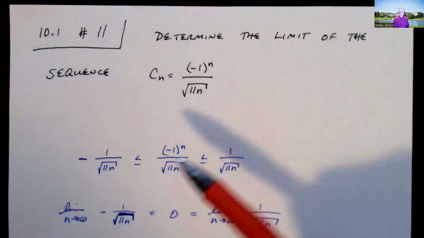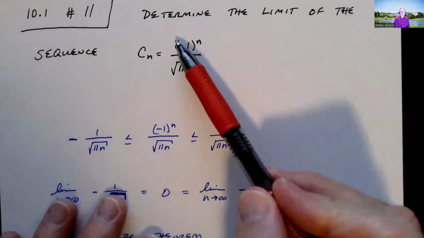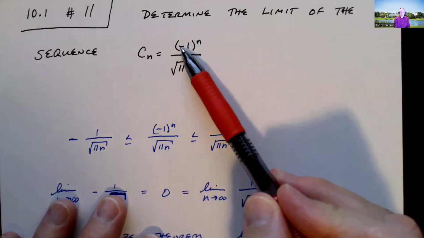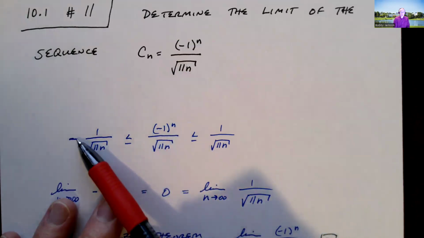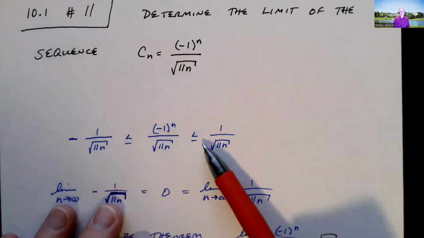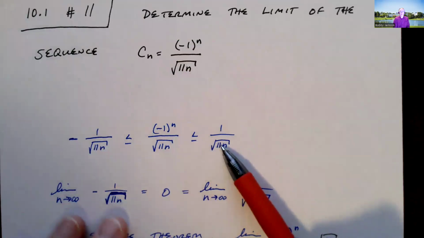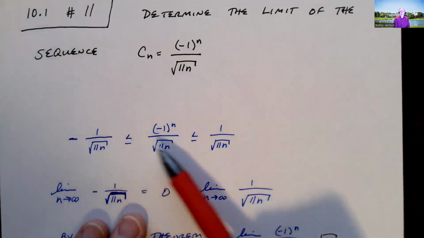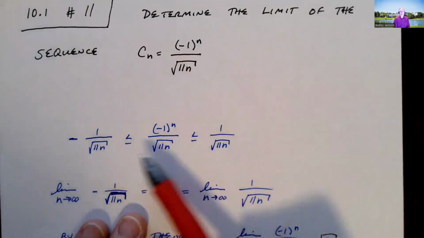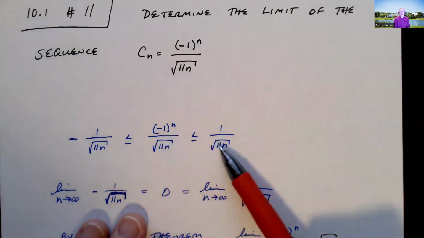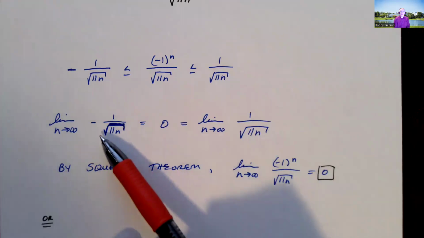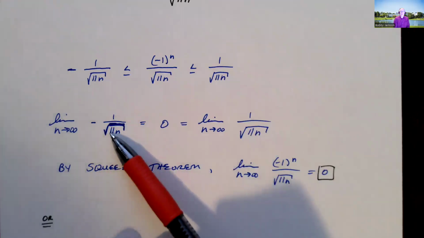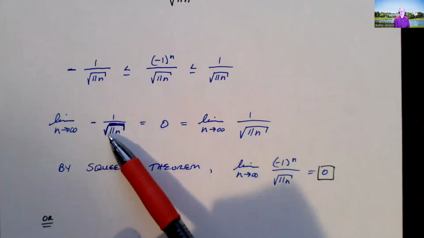However, we can look at this a couple of ways. Because this numerator is either -1 or +1, our nth term is always bounded between -1 over the square root of 11n and +1 over the square root of 11n. So it's squeezed in between these two values for all values of n greater than or equal to 1. And also the limit as n goes to infinity of each of these is quite clear, right? This is going to go to 0, right?